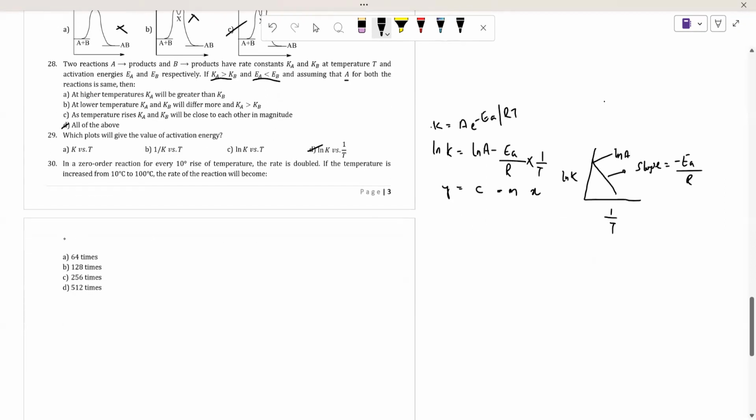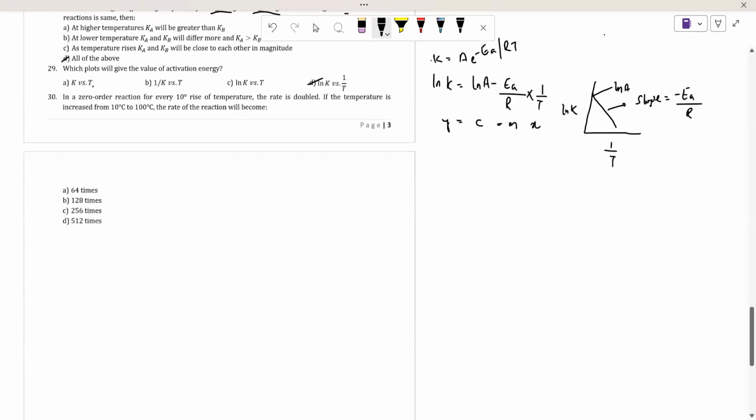Now coming to the last question, the 30th question. What is the 30th question? In a zero order reaction, for every 10 degree rise of temperature, the rate is doubled. So they are giving the value of mu, which is nothing but the temperature coefficient. If the temperature is increased from 10 degrees to 100 degrees centigrade, the rate of the reaction will become what? So here we have a formula. What is that formula? We know that the rate increase will be equal to mu to the power delta T by 10, right?